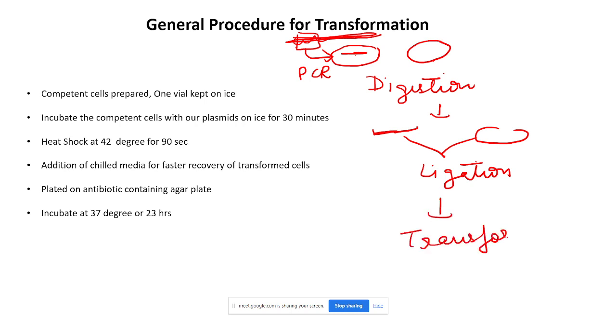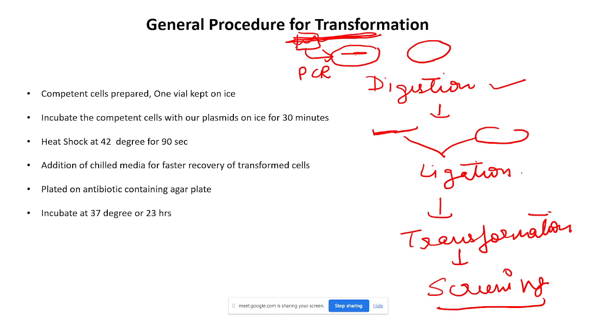And after ligation, we will do transformation. So the genetic engineering basic protocol is, first, PCR amplification of the particular piece of insert. After your insert is there, you will do digestion, then ligation, then transformation. And after transformation, you will do screening of the recombinant colonies that you have observed.